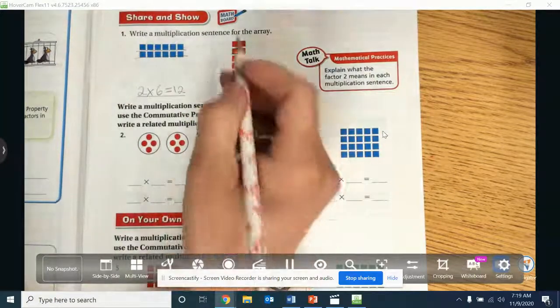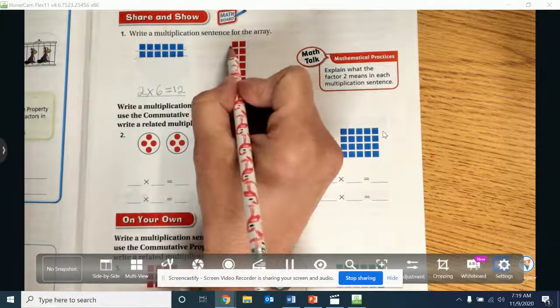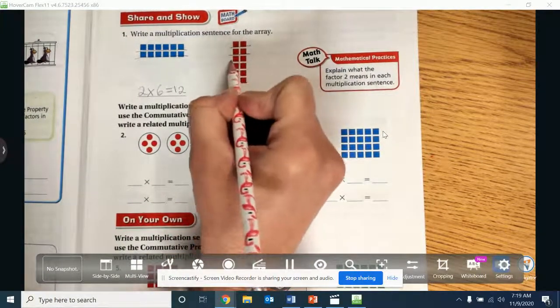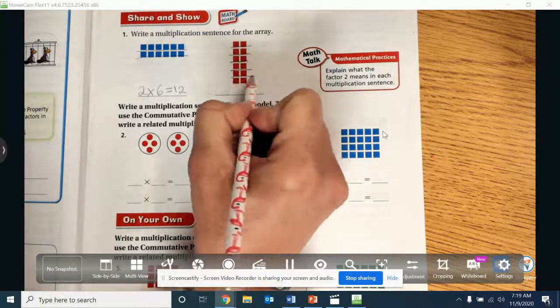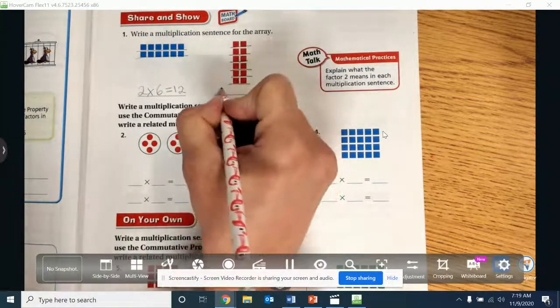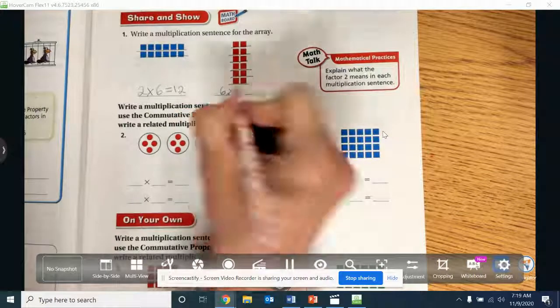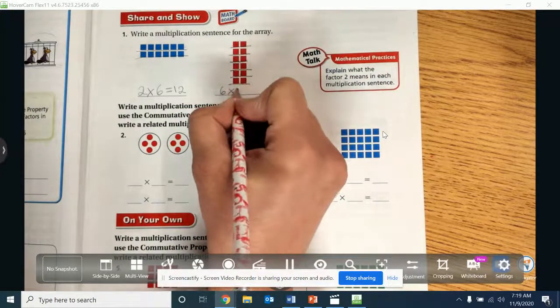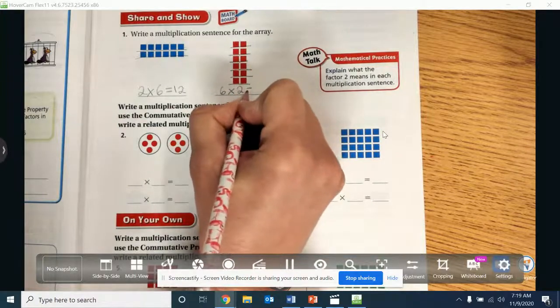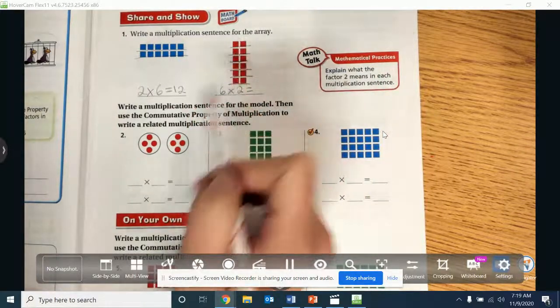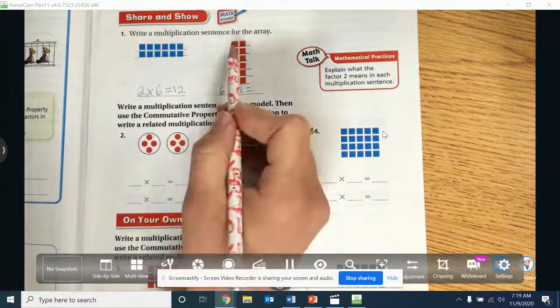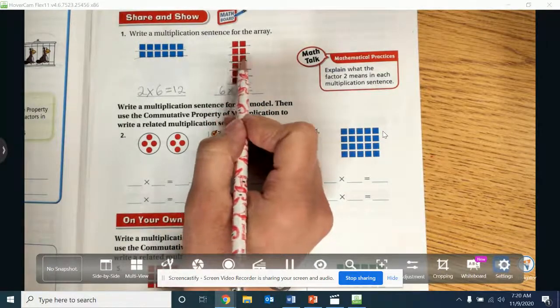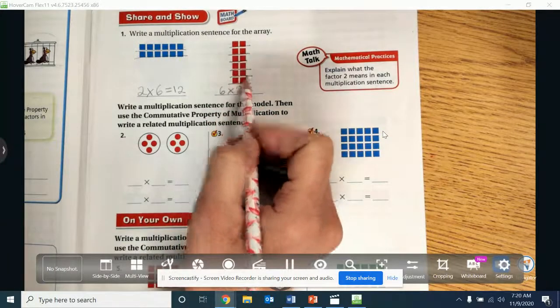For the next one, we have to count the rows first. How many rows? 1, 2, 3, 4, 5, 6. Here there are 6 rows. How many are in each row? 1, 2. Again, you can add them one by one, or if you can count by twos, 2, 4, 6, 8, 10, 12.